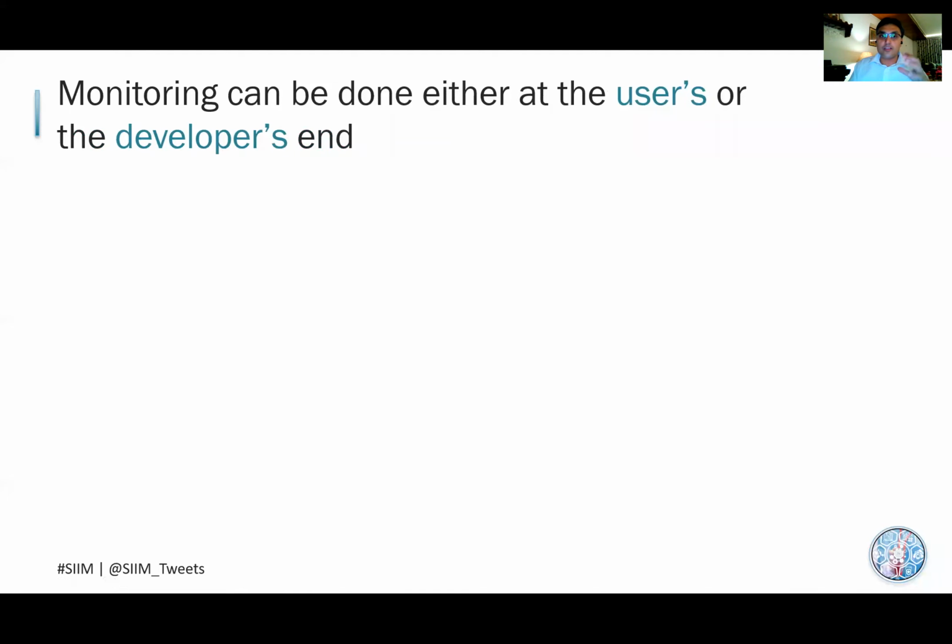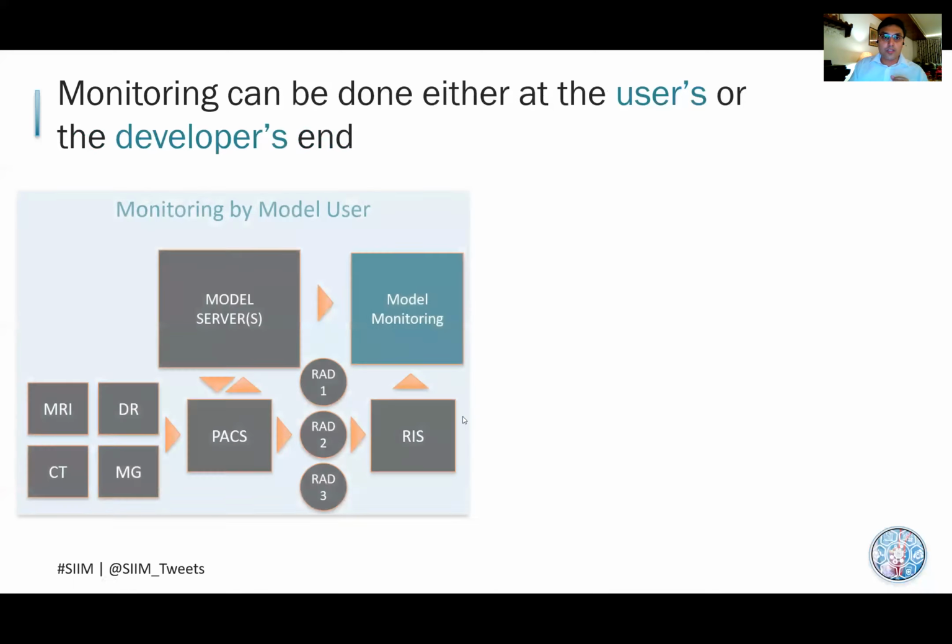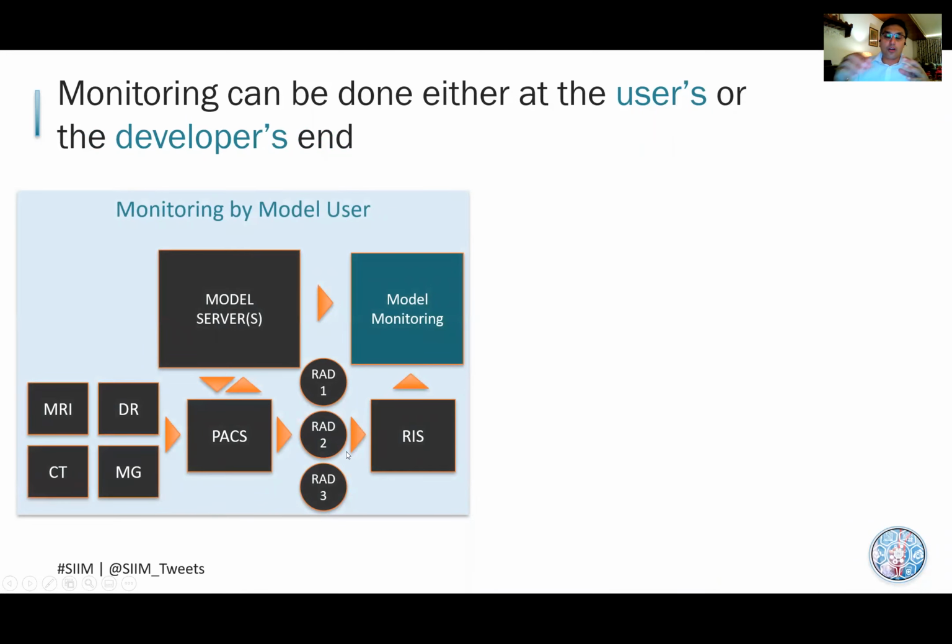Monitoring can be done either at the user's end or the developer's end. So what this means is one aspect of monitoring is when a model is being monitored at the deployment site within the hospital or the health system it's deployed. So you have your images coming in from your modalities, going into the PACS. From the PACS, the images go to the model deployment servers. Inferencing is done, results come back, images are seen by the radiologist, appropriate results are put on the RIS, and then we have a model monitoring server that gets inferences from the model servers and the so-called ground truth from the RIS.